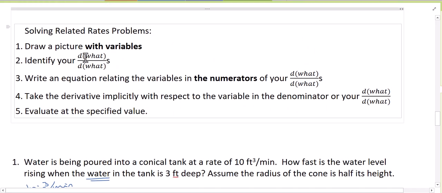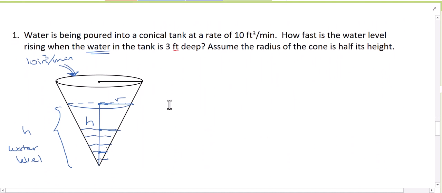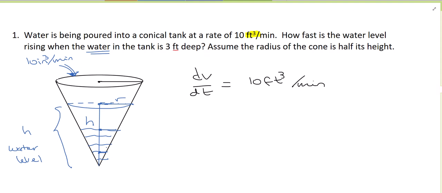Step 2, identify your d-whats. So we already said water is being poured in at a rate of 10 cubed per minute. Because of the units, I can tell that this is a measure of volume. So that means I'm going to have dV/dt equal to 10 feet cubed per minute. Now I also know based on the denominator that things are changing with respect to time. Okay, what are we looking for? How fast is the water level rising? So I expect a rate of change that is positive because it's increasing.